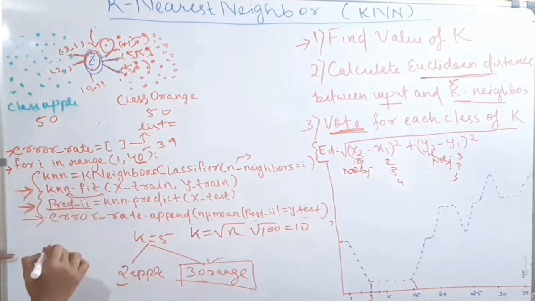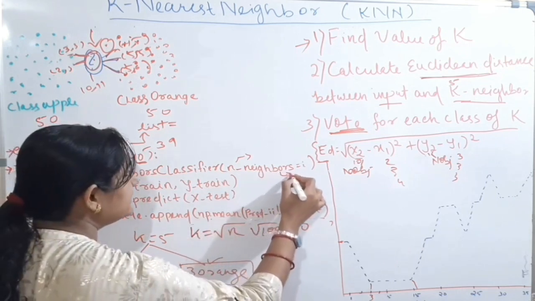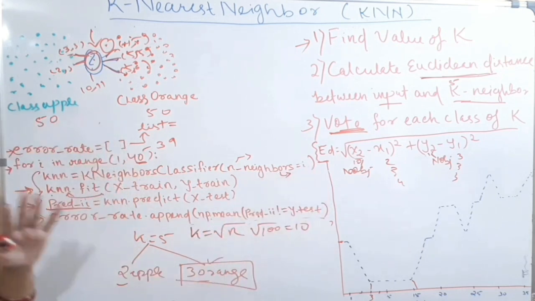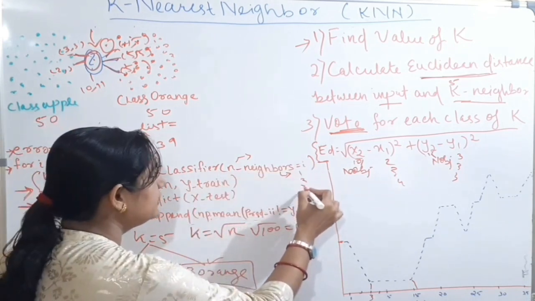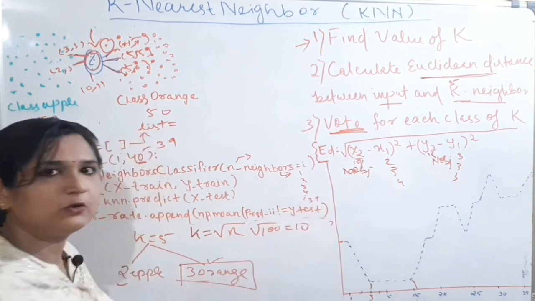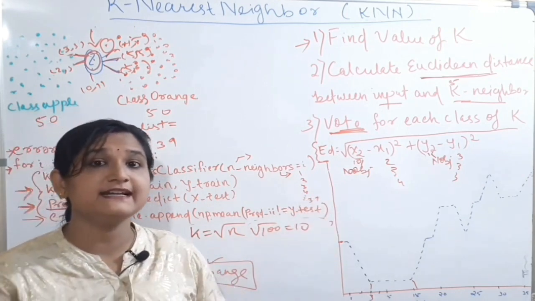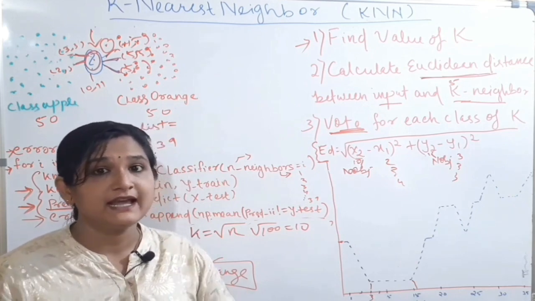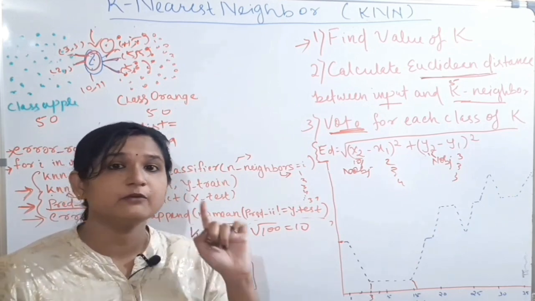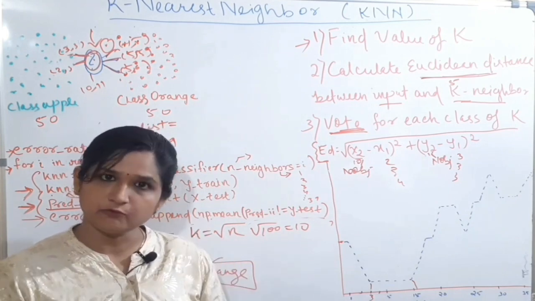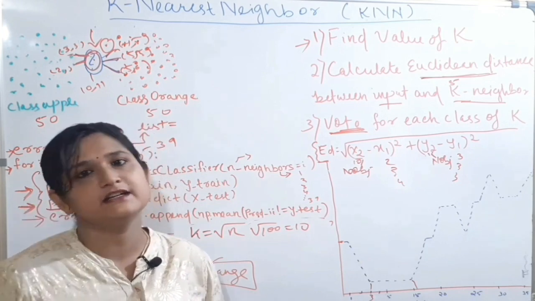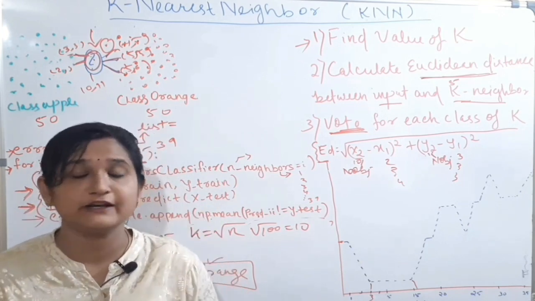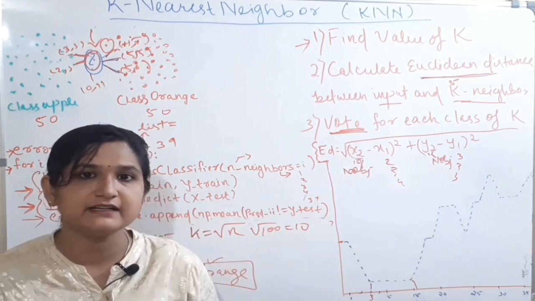KNN variable is equal to K neighbor classifier, and in the parameter I have written n neighbor equal to I. So each time the loop will iterate, I value will be changed, that is 1, 2, 3, 4 up to 39. So k value, first of all it will take k value 1, then 2, then 3, from 1 to 39 k value, and it will check the accuracy rate of the algorithm. When the accuracy rate of the algorithm is too high and the error rate is minimum.